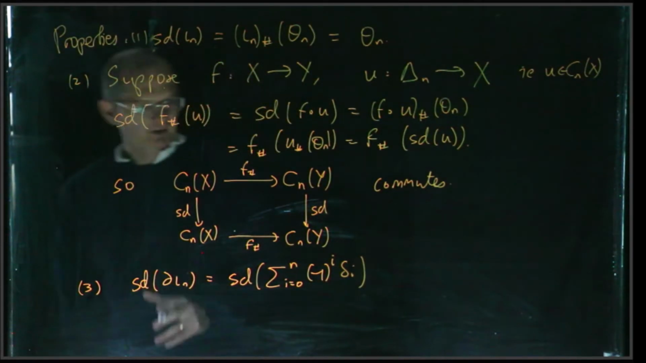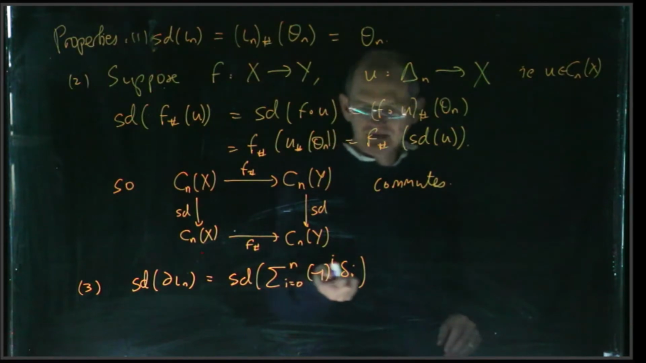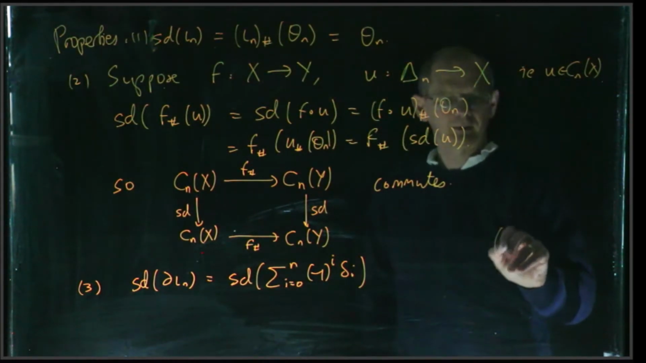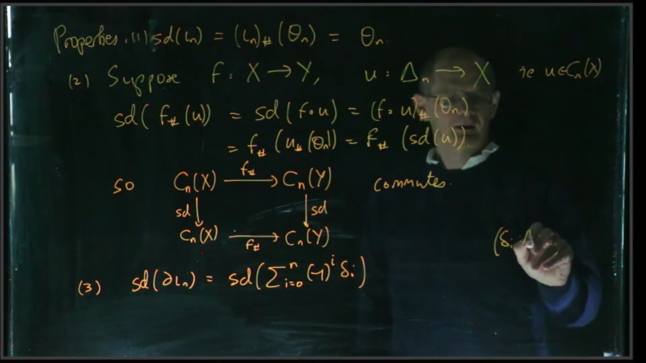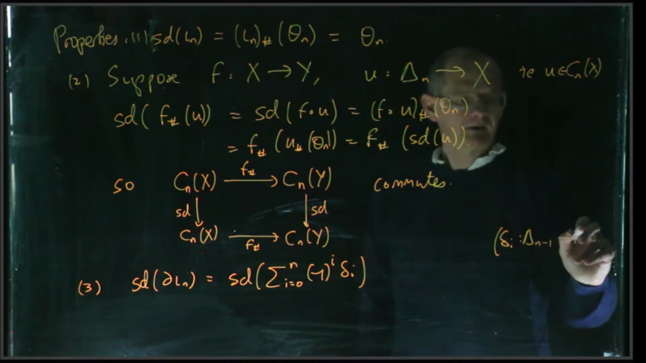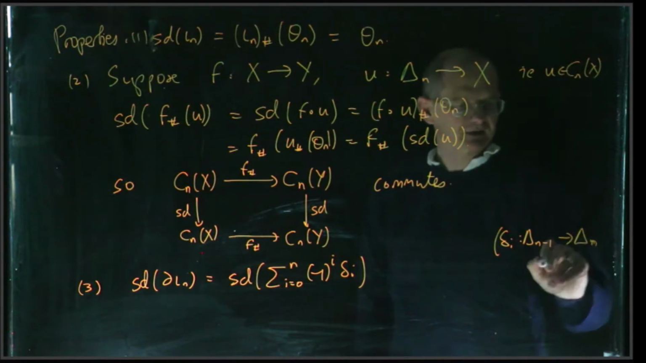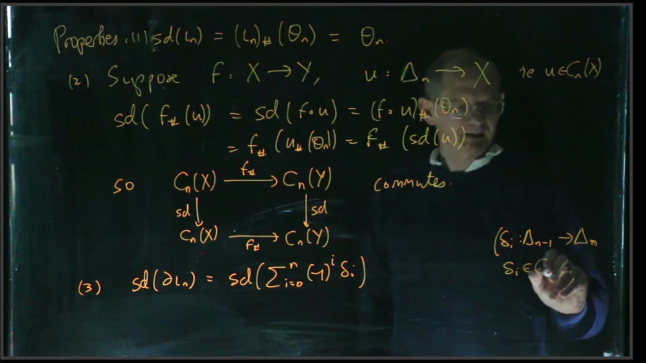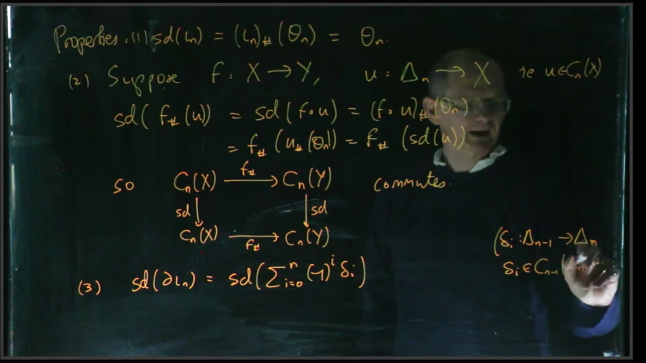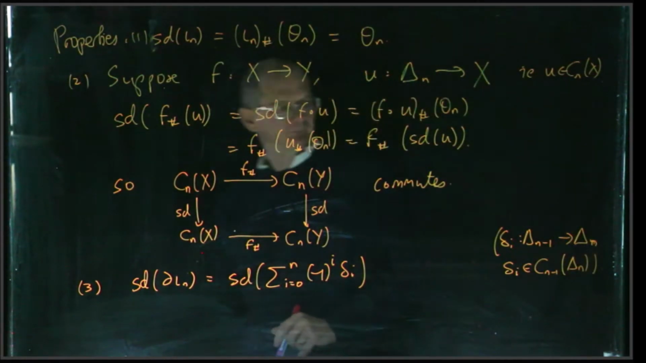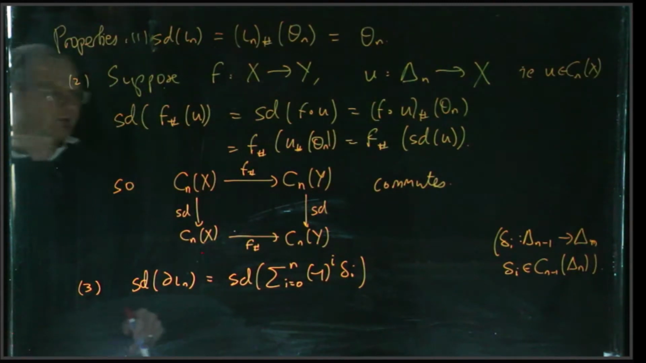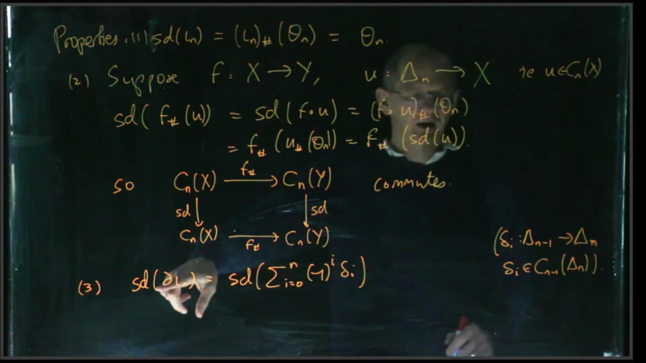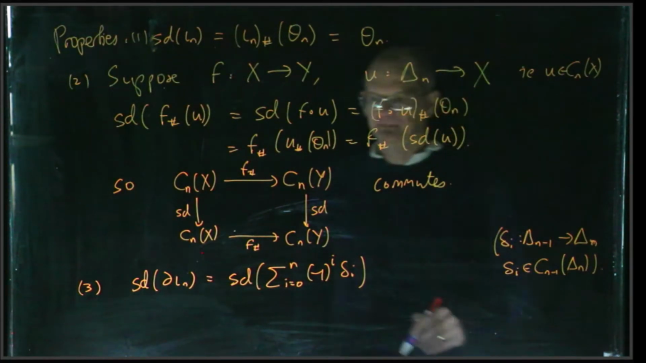Well, the boundary of the identity simplex is the alternating sum of these face maps delta I, right? Here we're thinking of delta I as the inclusion, one of the face inclusions. So we can think of this as being an n-1 simplex in delta n, if you want. And then the boundary of iota n is just the alternating sum of these.